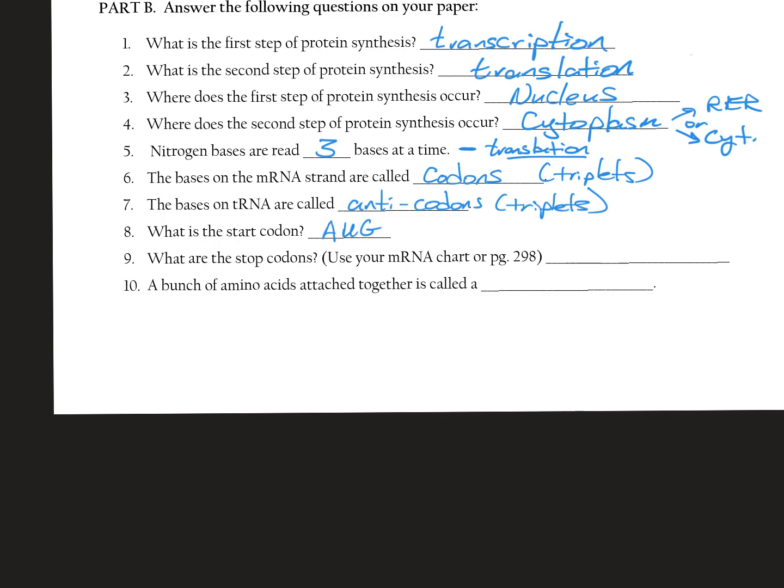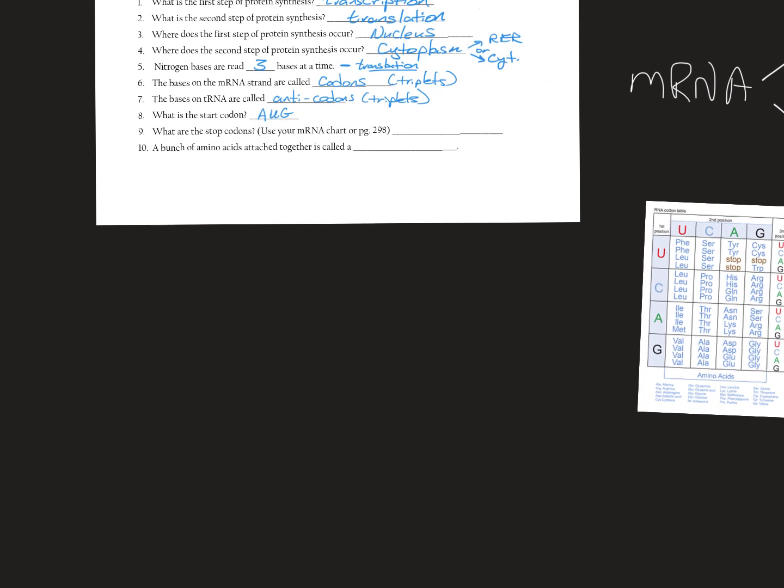Always starts AUG. So if you have this long mRNA that has a bunch of different nucleotides, it's at the first A, U, and G. The first time it sees A, then U, then G, that's where the ribosome is going to start doing its job. This other stuff is not going to be part of the message.